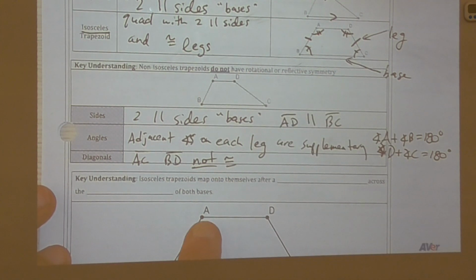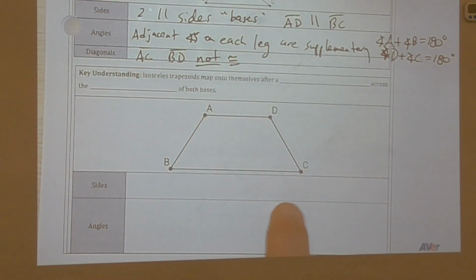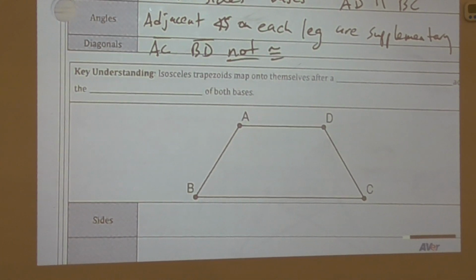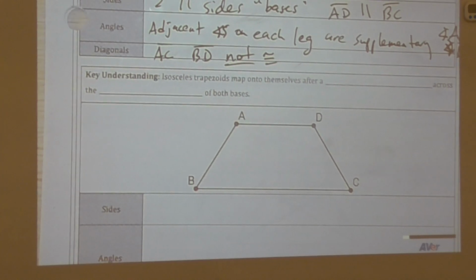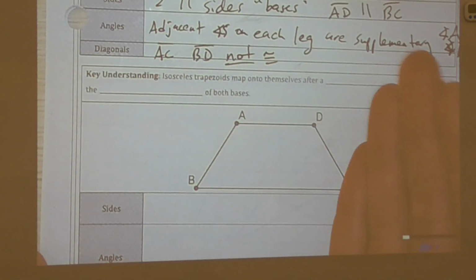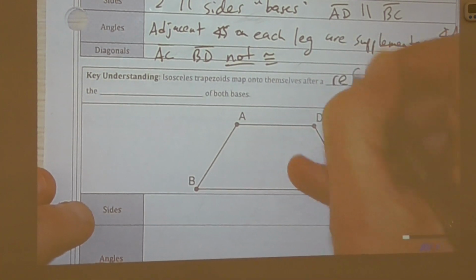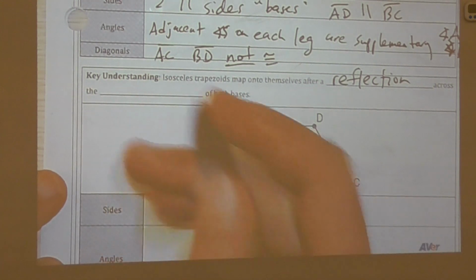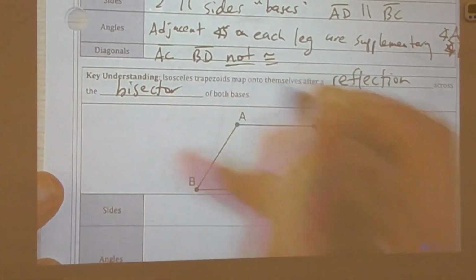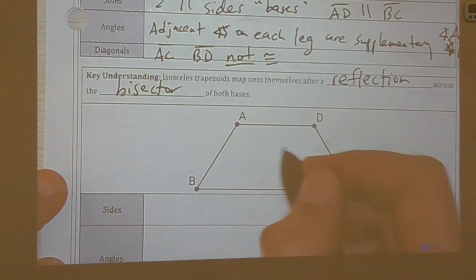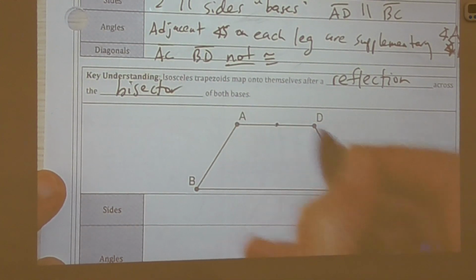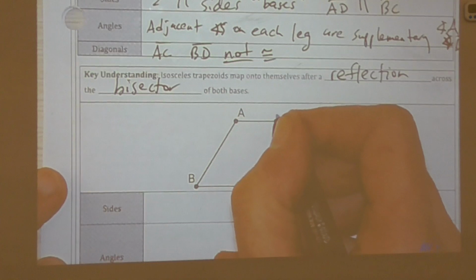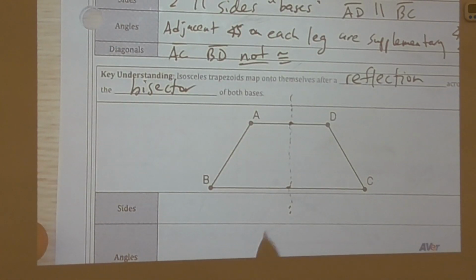Okay, now we'll look again at isosceles trapezoids. So isosceles trapezoids do have some symmetry. They map onto themselves after a reflection, after a flip, across the bisector of both bases. So if I can find the midpoint of AD and the midpoint of BC, then I get reflection across that line.